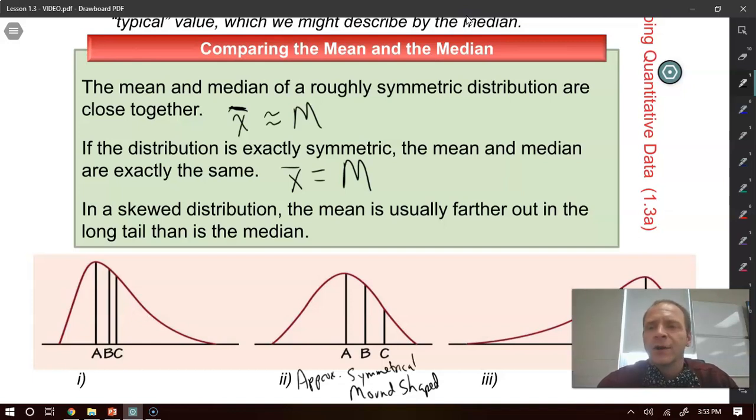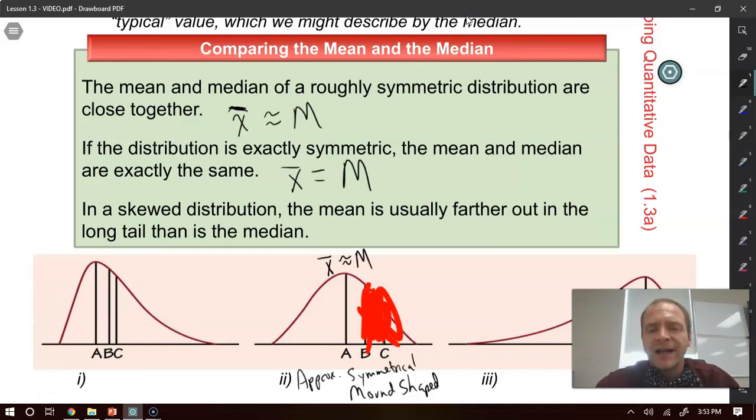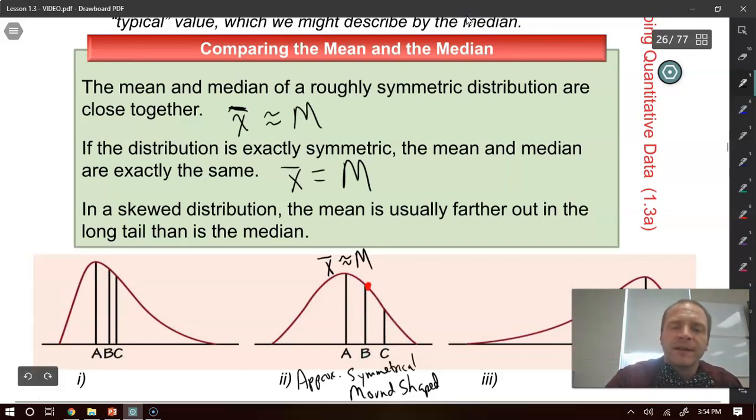Now, in this case, B and C mean nothing to us. Boom, boom, cross them out. They're not there at all. I only want to focus on that A position. That A position would be the location of your X bar, and the location of your median. I'm going to say approximately because I don't know if it's perfectly symmetrical or not. And by the way, it being the peak, the mound, the apex, the high point of it, that is your mode as well. So in that case, your sample mean, your median, and your mode are equal to each other. That's for an approximately symmetrical, mound-shaped graph. So we ignored B and C here.